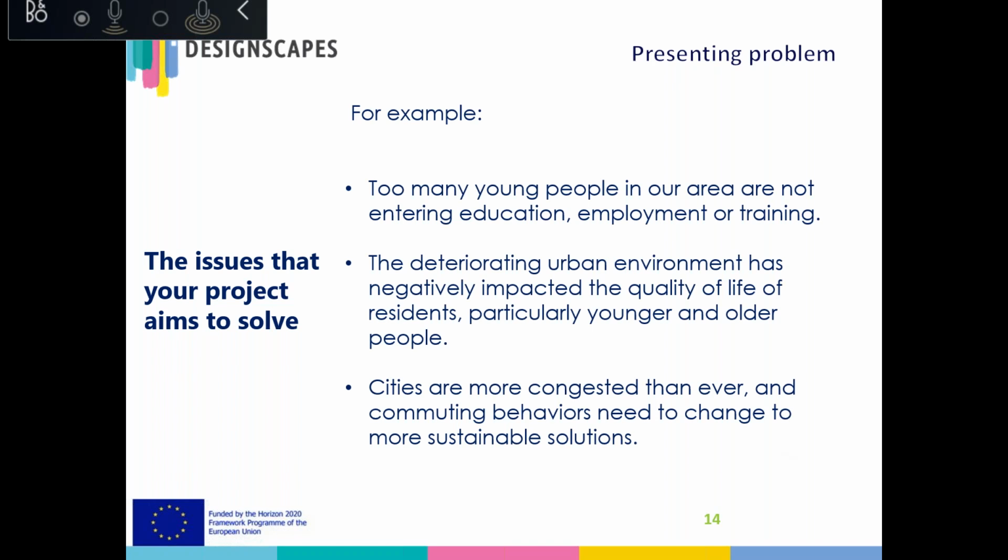And here are just a couple of examples of problem statements that you might be working with. So I'll just read them out. For example, too many young people in our area are not entering education, employment, or training. Or the deteriorating urban environment has negatively impacted the quality of life of residents, particularly younger and older people. Thirdly, cities are more congested than ever, and commuting behavior needs to change to more sustainable solutions. So these are just a couple of examples of problem statements, but we'll go on to see a live case later on.